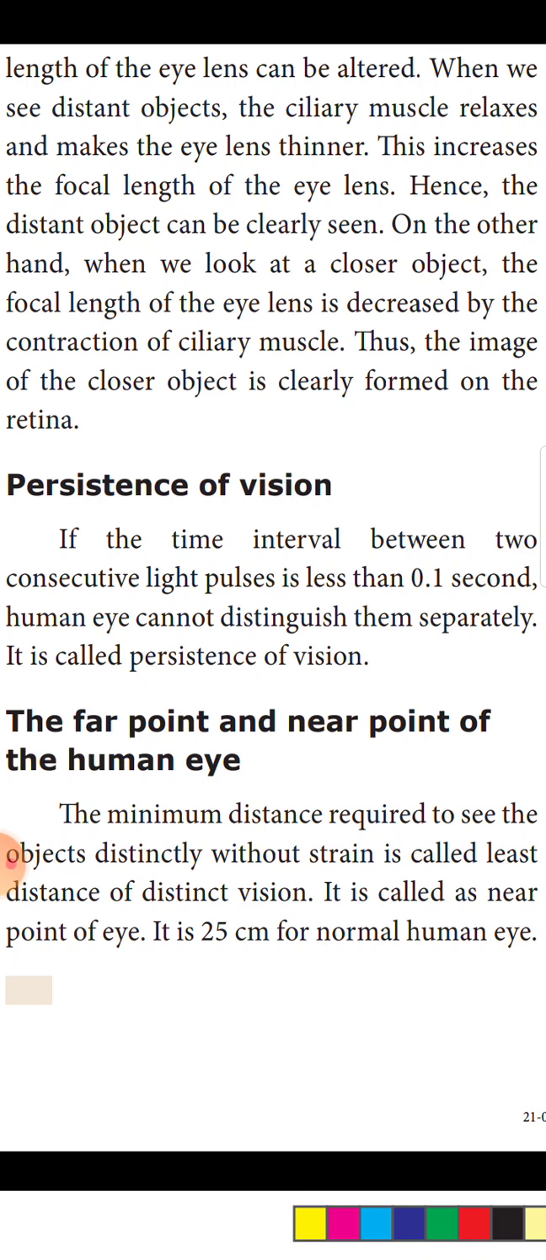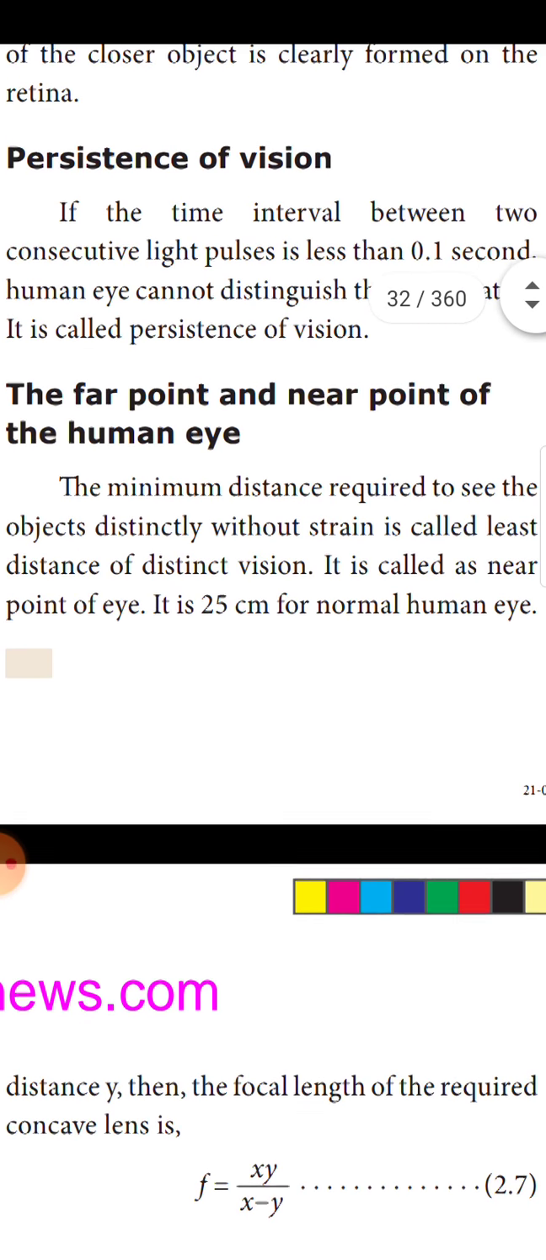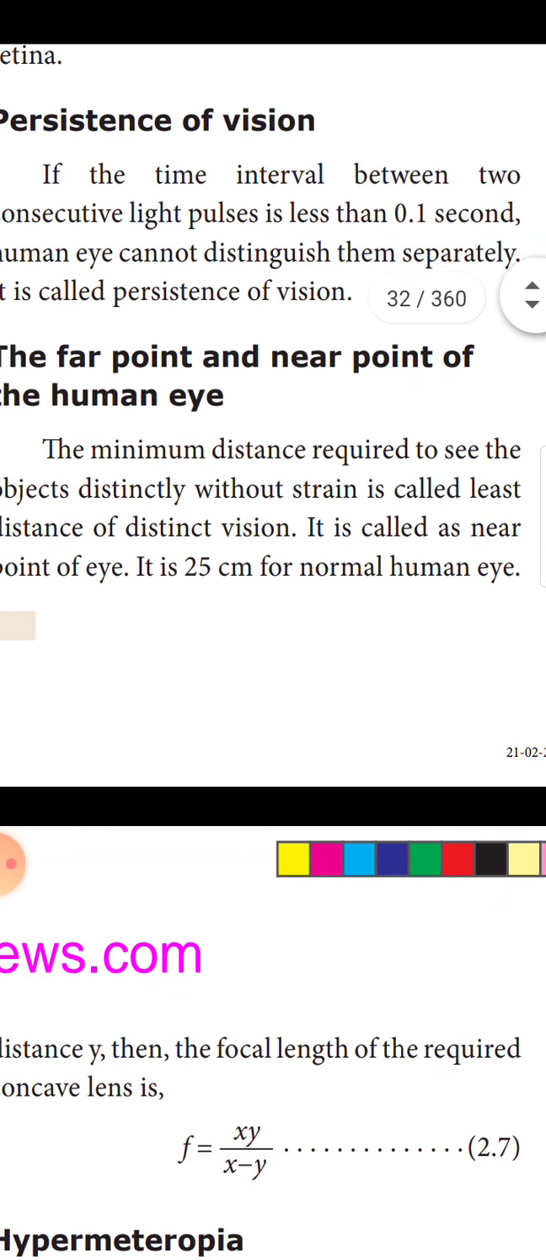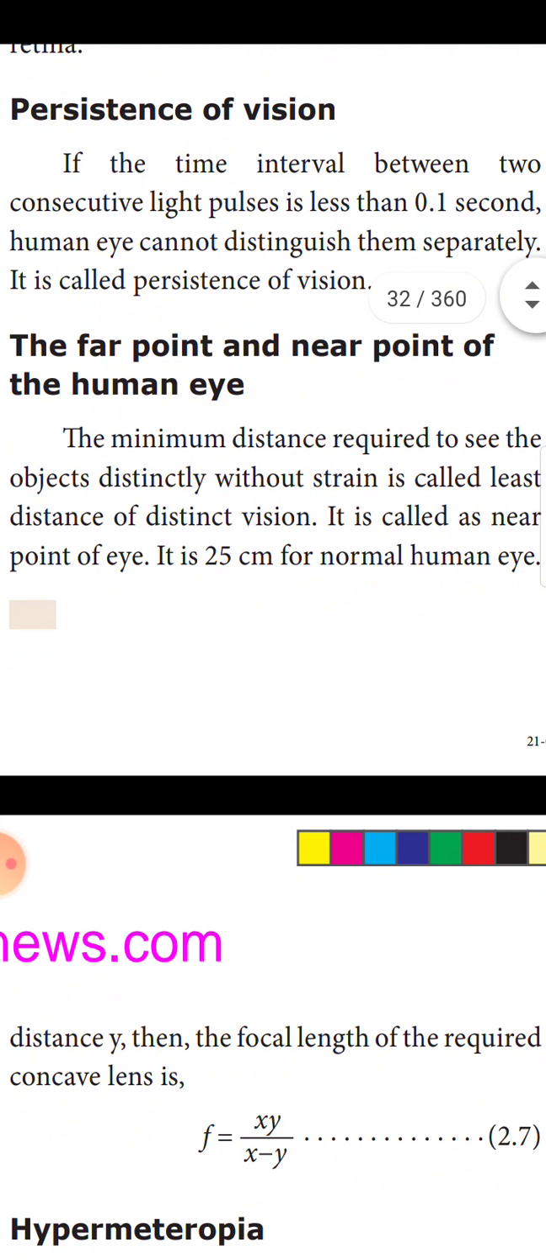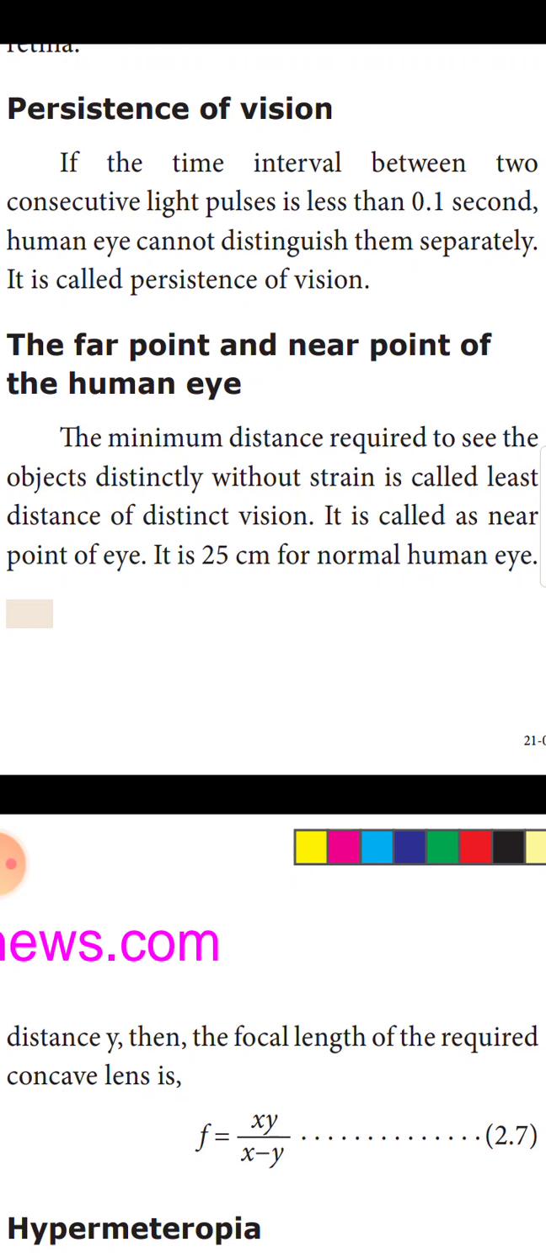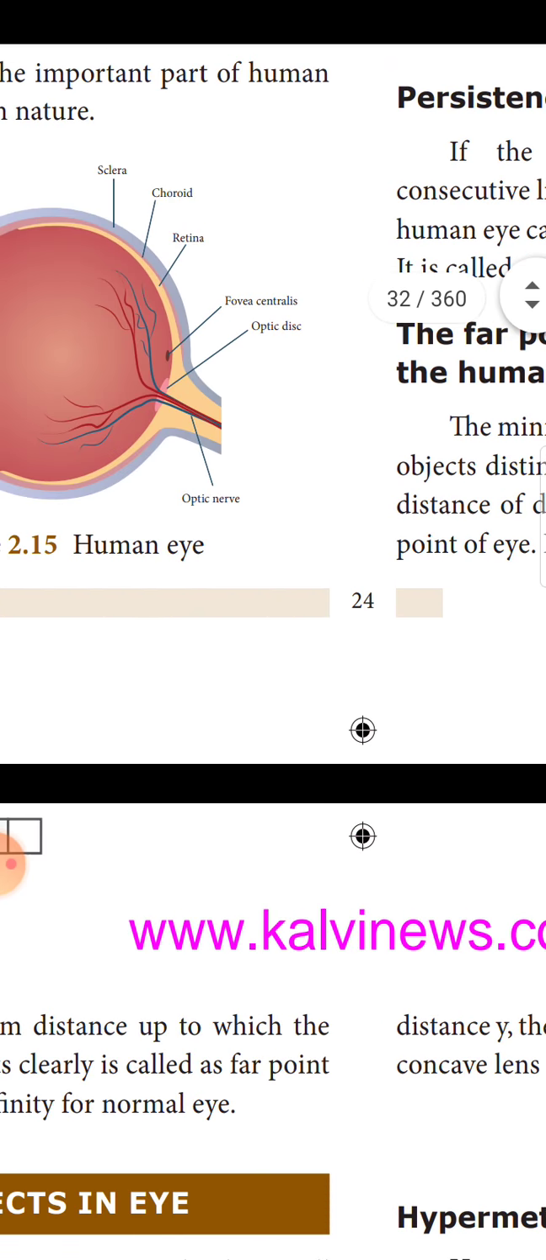The far point and near point of the human eye. The minimum distance required to see an object distinctly without strain is called the least distance of distinct vision. It is called the near point of the eye. It is 25 cm for a normal human eye. The near point of the human eye is 25 cm.